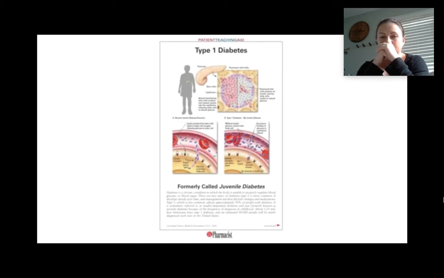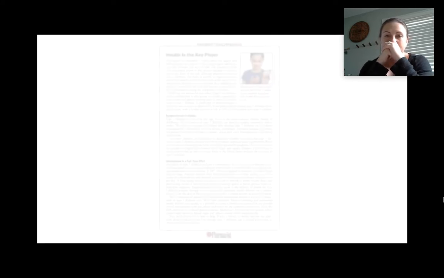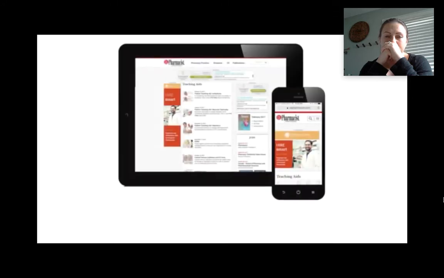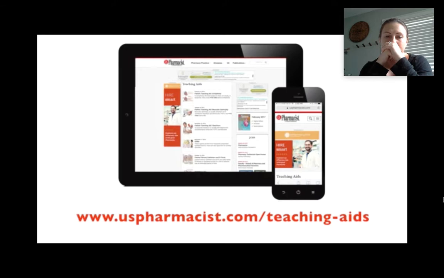This month's patient teaching aid reviews the causes, symptoms, and treatments of type 1 diabetes. The teaching aid is available in our monthly publication and can also be found online at www.uspharmacist.com/teaching aids. We hope this month's patient teaching aid helps you in your daily patient education activities.